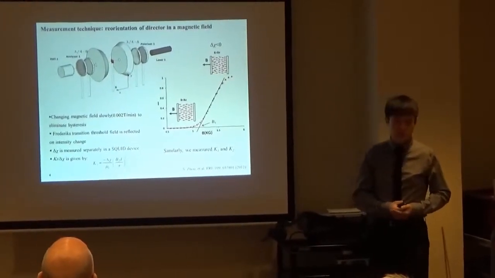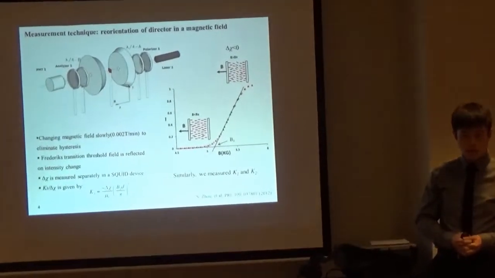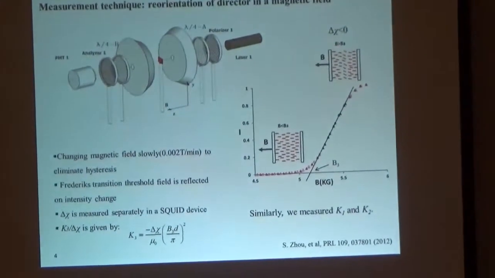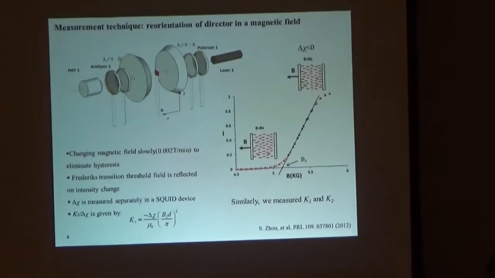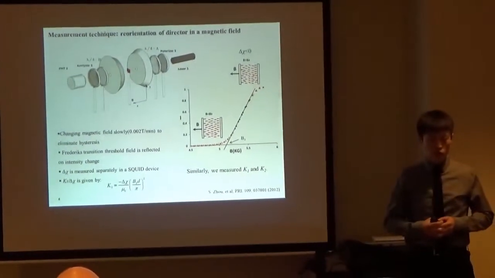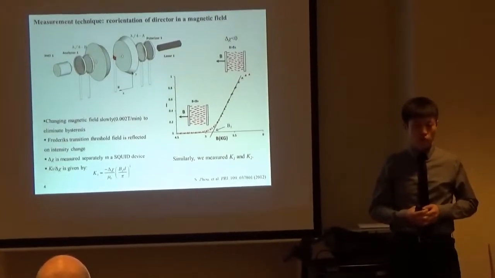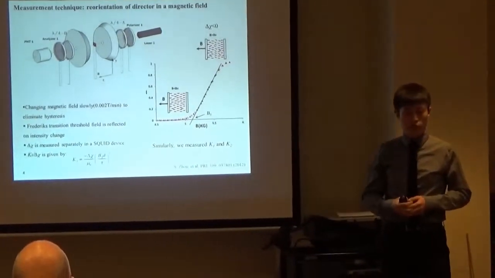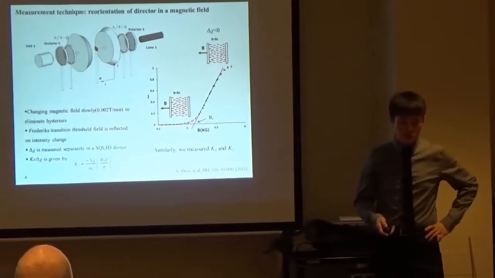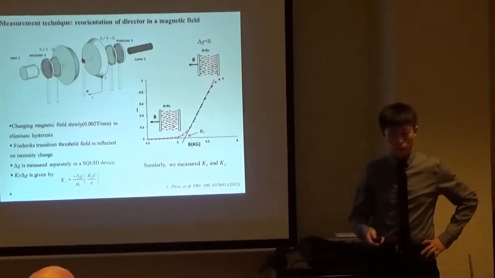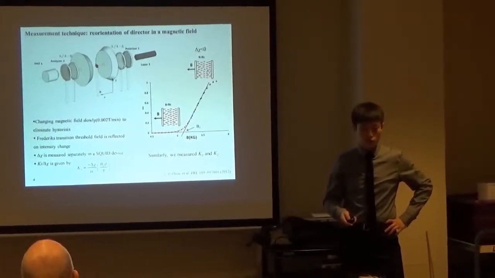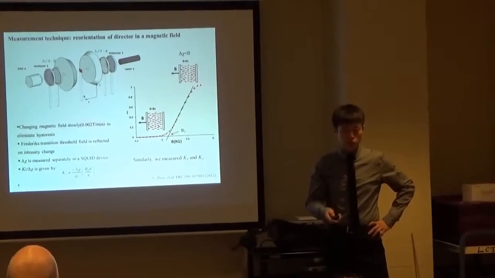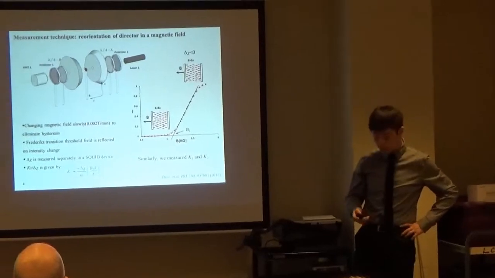Two kinds of experimental techniques were used in our study. The first one is the classic Freedericksz transition. When you put a uniform cell of chromonics, with either planar or homeotropic anchoring, into a magnetic field, the field will distort the director field. From the optical appearance, you can determine the K1, K2, and K3 values. But you have to measure the delta chi in a SQUID device separately.